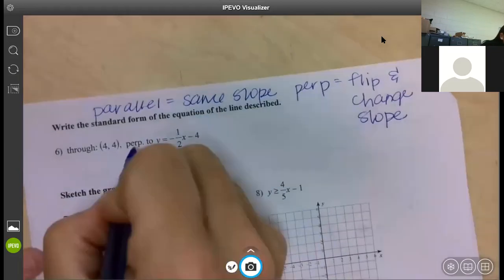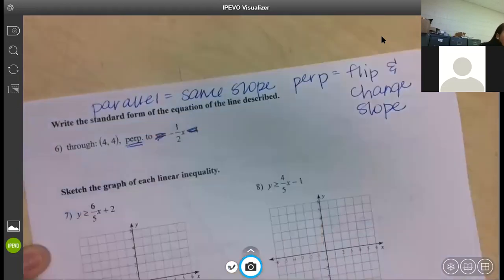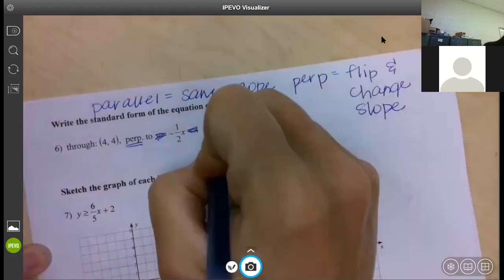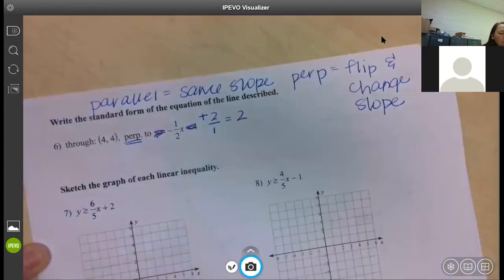So this one says perpendicular. The only thing you need for this equation is the slope. We're going to flip it over and change the sign to positive, which gives us a positive 2 slope. I'm going to go back to my graph paper.